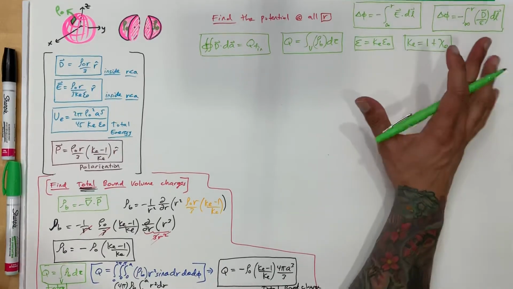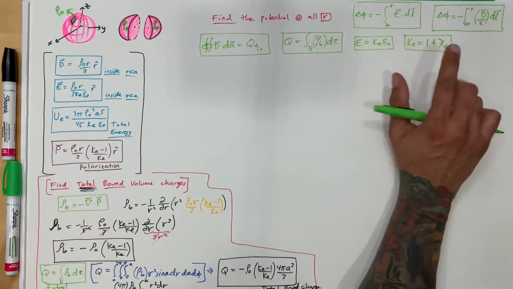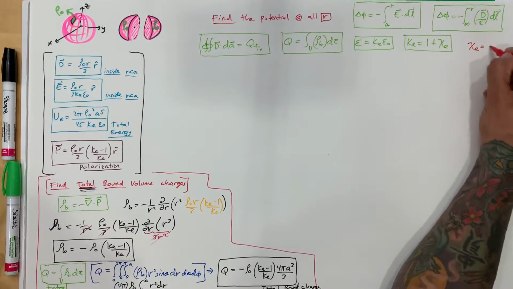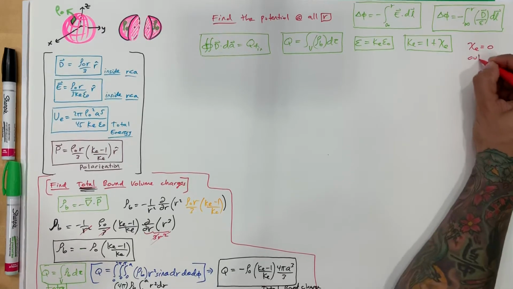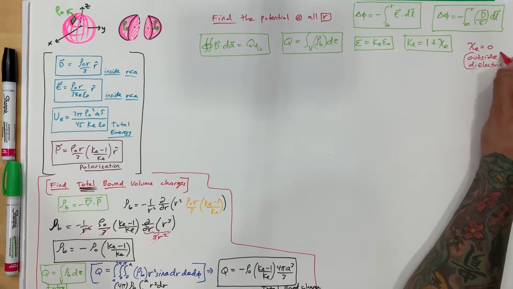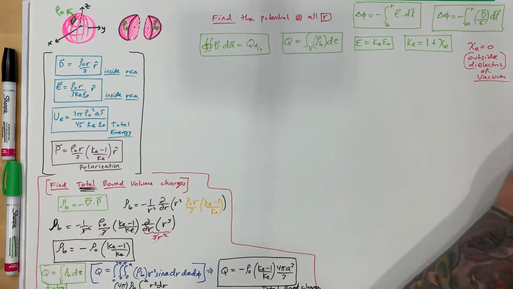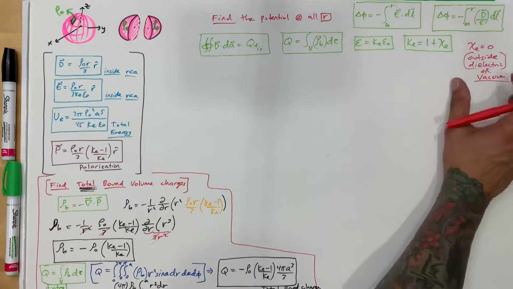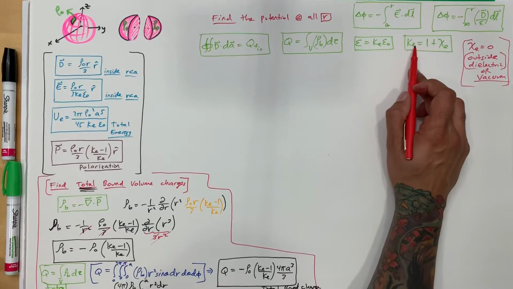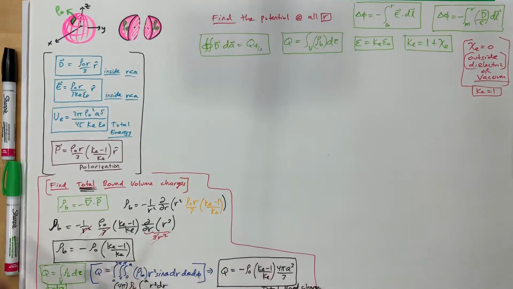These are just the equations we're going to need for the next steps, which is to find the potential at all r's. Keep in mind that chi E is equal to 0 if you're outside the dielectric, or you are in a vacuum. There's no effect if you're outside of the dielectric. So chi would be equal to 0, making Ke equal to 1. Just keep that in mind.